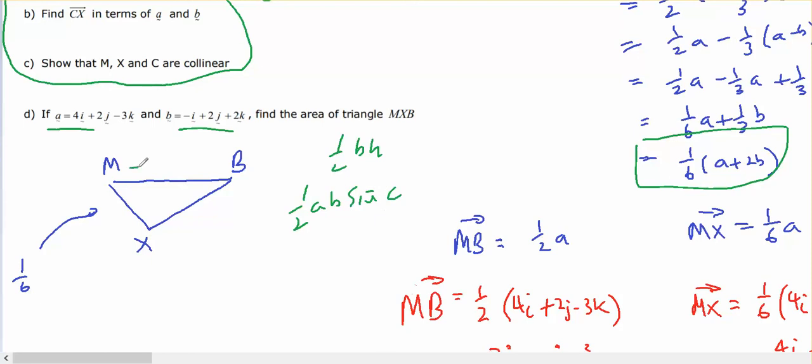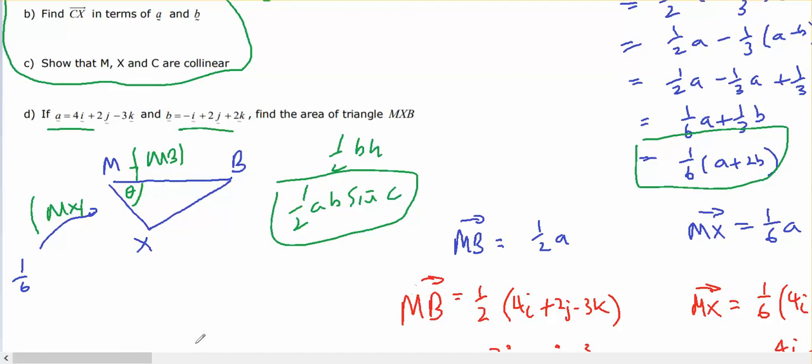So if I knew this length, and I knew this length, and I can use the dot product to find theta, I could then use this because it's 1/2 times 2 sides times the sine of the included angle. Or you can use Heron's formula. If I knew the side lengths of all three, I could use Heron's formula. Okay, so I'm going to use this one.